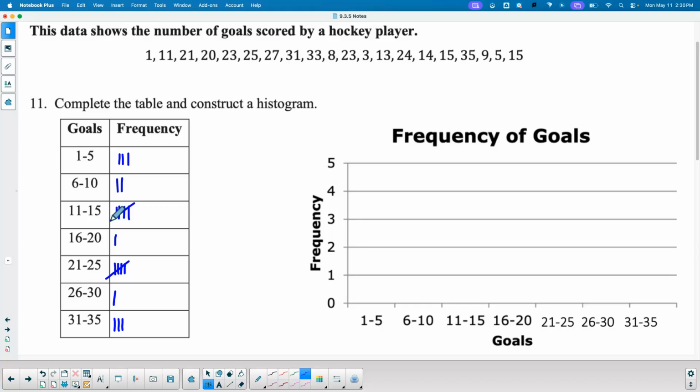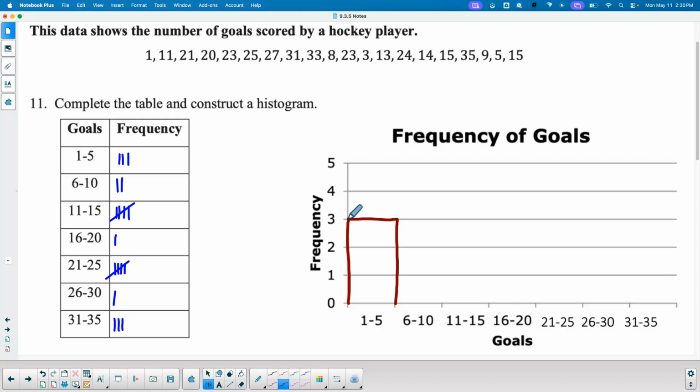One, 2, 3, 4, 5, 6, 7, 8, 9, 10, 11, 12, 13, 14, 15, 16, 17, 18, 19, 20. We get all 20 data points in. I just went left to right. You just put tick marks. That's all you've got to do. So in this 1 through 5 bin, there are going to be 3 data points in that bin.